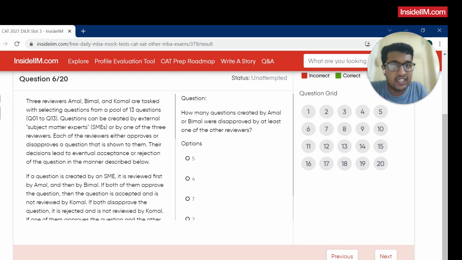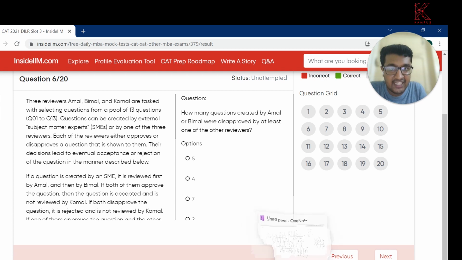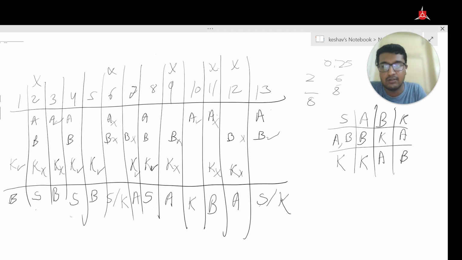How many questions created by Amal or Bimal were disapproved by at least one of the other reviewers? So A or B must have created it and it was disapproved by one of the other reviewers. So let's go step by step. B, this was accepted, not disapproved. This one had at least one disapproval. Question number 5, no disapprovals. Question number 7, one disapproval. Question number 9, both of them disapproved.